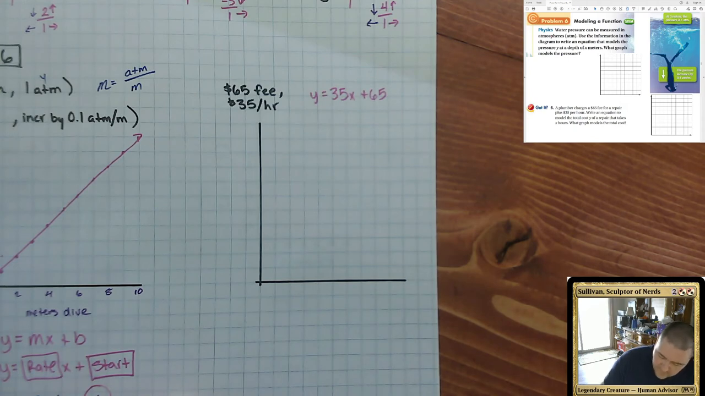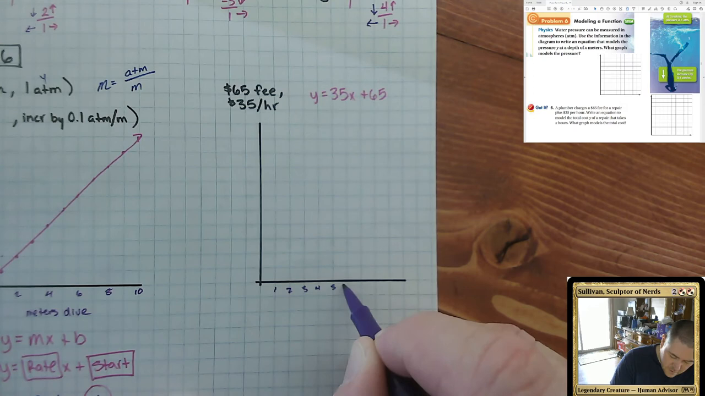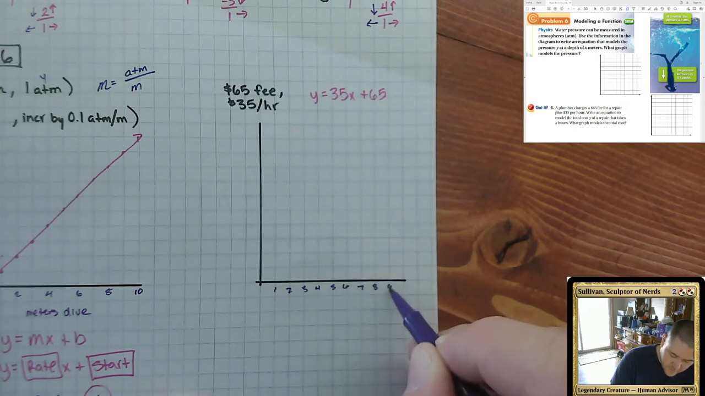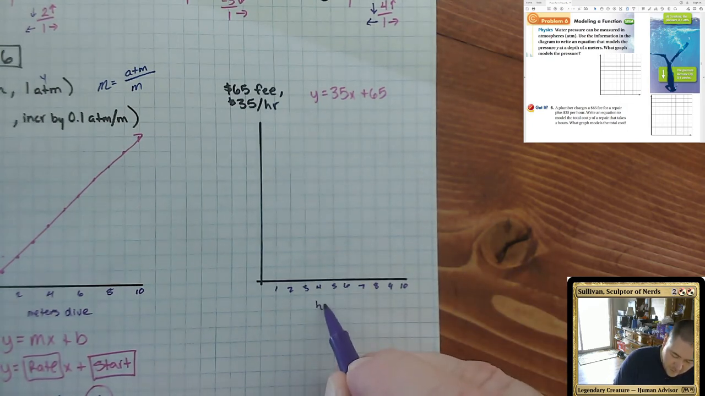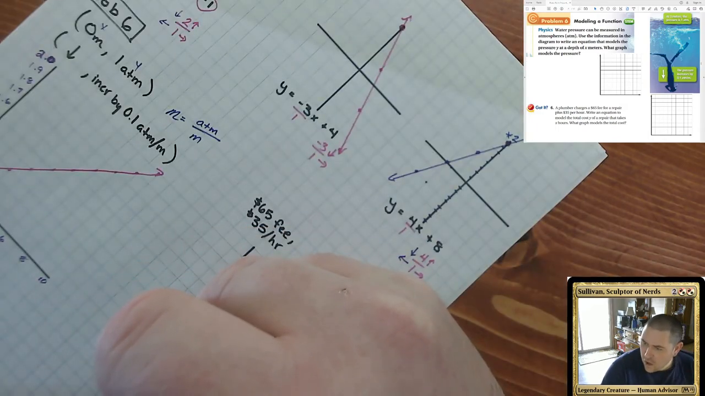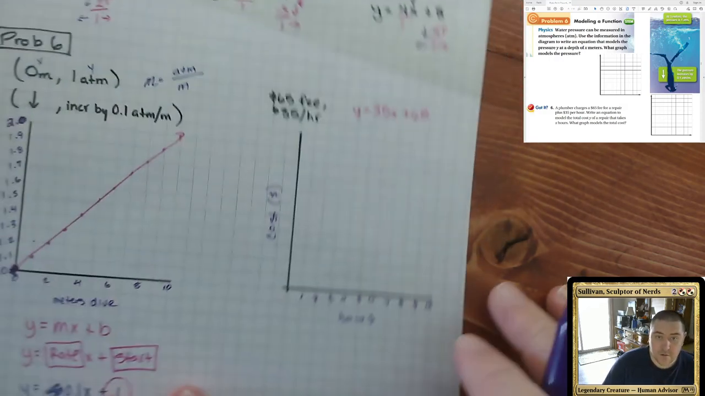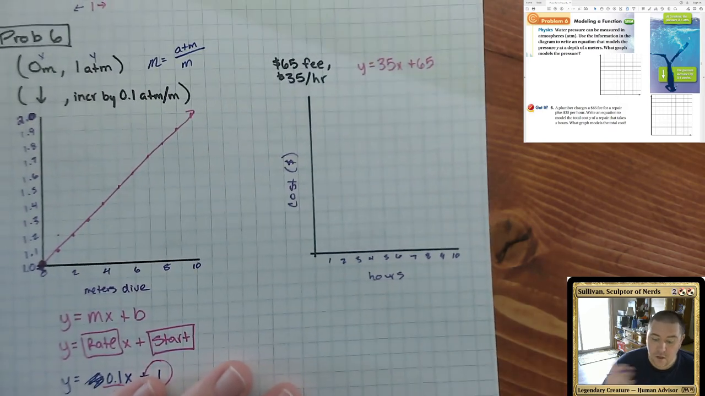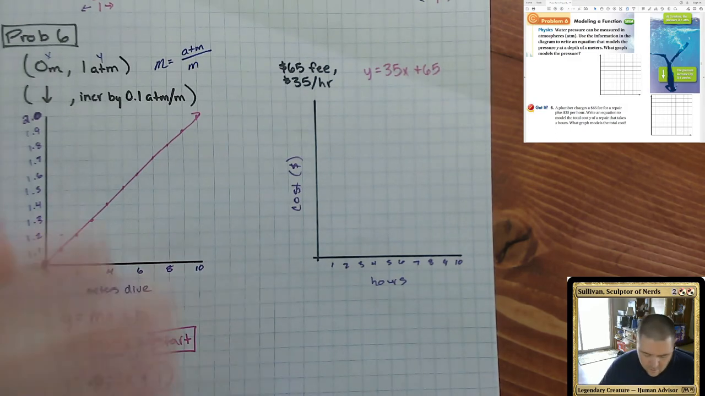It makes sense that I choose just 1, 2, 3, 4, 5, 6, 7, 8, 9, 10. Because I tell you what, if you got a plumber there for 10 hours, you're probably in a world of hurt anyway. So this is going to be hours. This is going to be my total fee or cost. Total cost. We'll make sure to put in dollars there so that we know that this is cost in dollars, not rupees, not rubles, not yen, not euros.